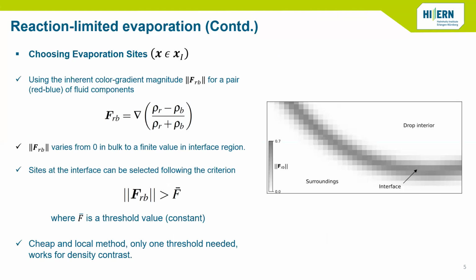So it becomes quite obvious that you specify a threshold, this parameter, this is a constant, and all the lattice sites which have color gradient magnitude greater than this, you choose as evaporation sites. This is quite easy in this method because you already have the color gradient. This method is quite cheap and local. The color gradient is a non-local thing, but you already have it, so you don't need anything else making it local. Only one threshold is actually needed. That's this one that you need to tune. And this also works for density contrast.